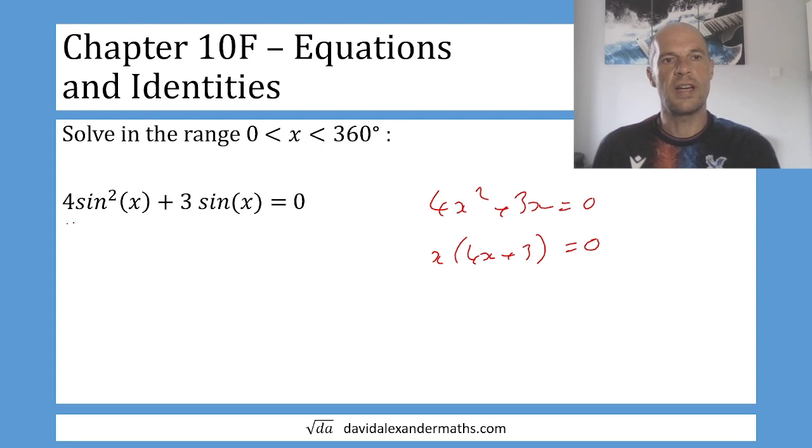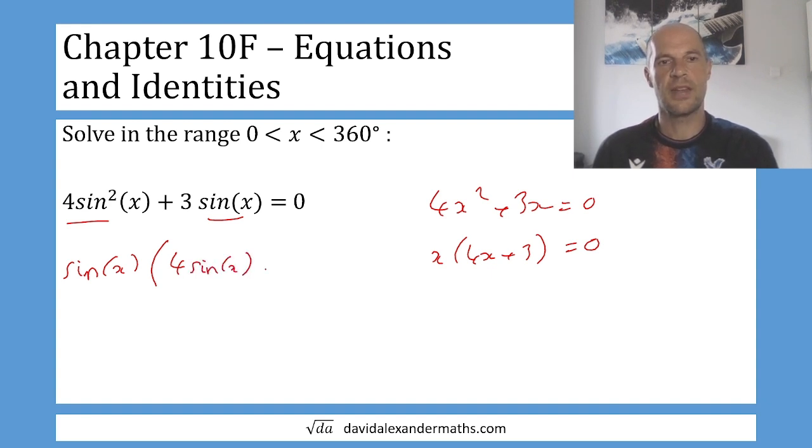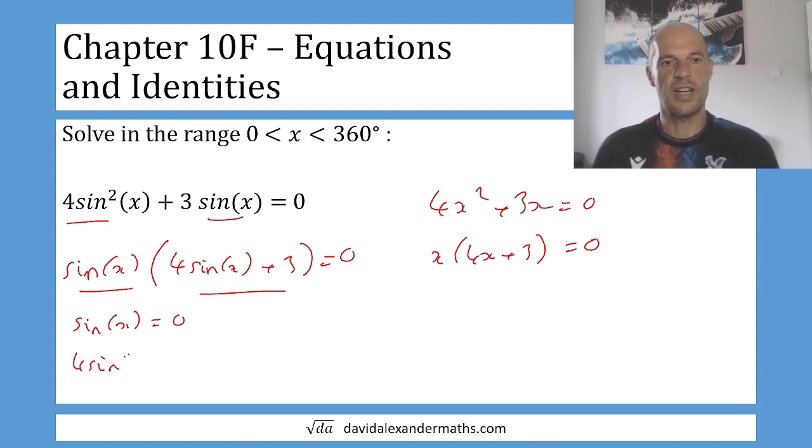So what we've got in each term is a sine of x. So if I take out a common factor of sine x, I'm going to get sine x on the outside of the bracket, and then 4 sine squared x divided by sine x will be 4 sine x plus 3 equals 0. Okay, so we've got two factors that equal 0, so therefore the sine of x can equal 0, and for sine of x equals negative 3.